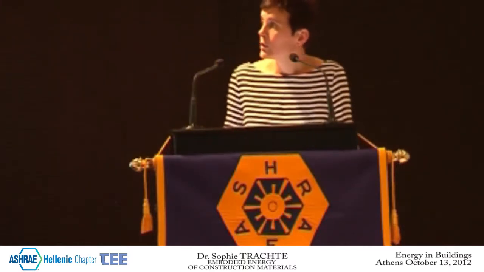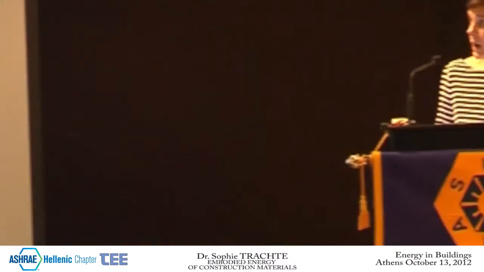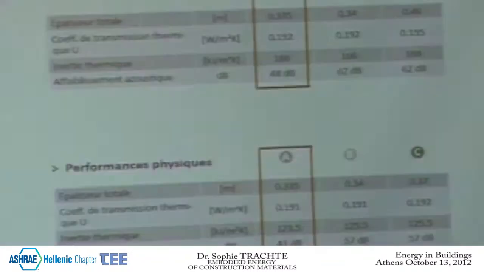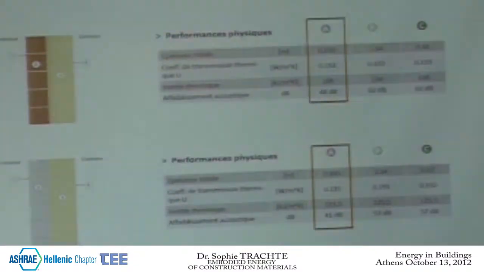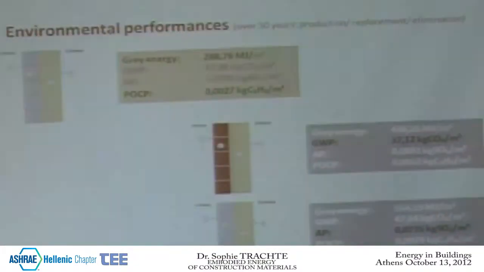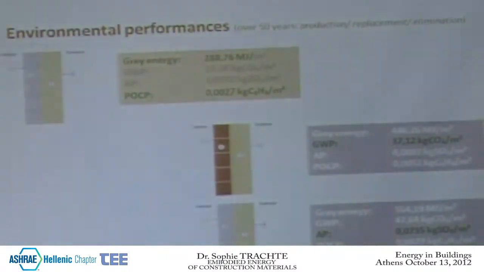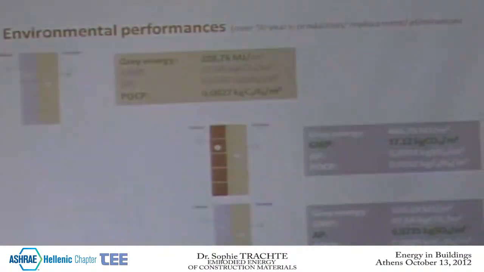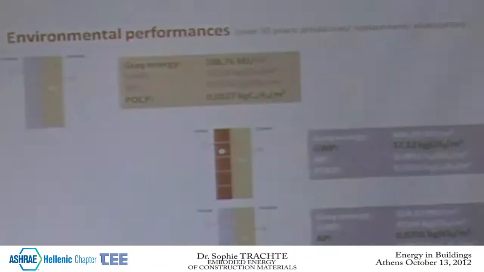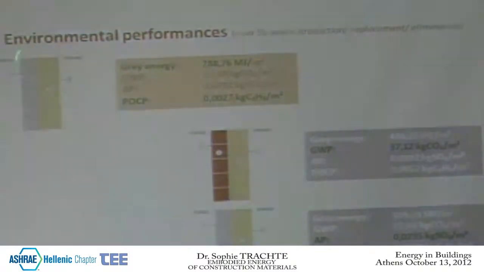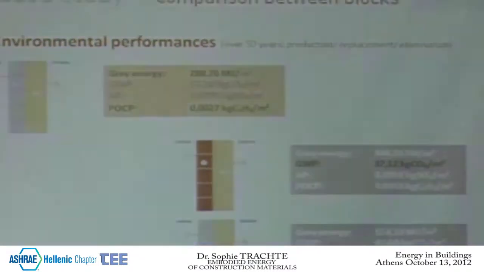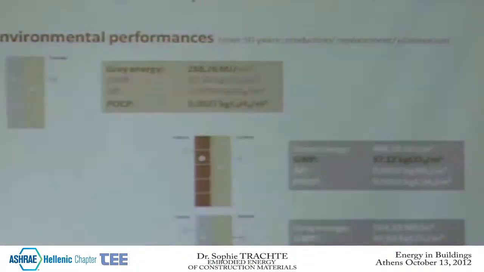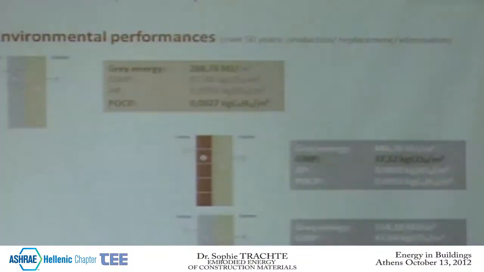This is the result for the terracotta and the cellular concrete. I would add that there are also two layers of plaster inside and outside, and the insulation layer is the same. It's expanded polystyrene. So we could compare the environmental performance over 50 years, and we take into account the production of material, replacement and elimination, and we have the result on the screen. We could see that the concrete block is more interesting for grey energy and photochemical ozone, but for the global warming impact, terracotta is more interesting, and for acidification potential, the cellular concrete is more interesting.